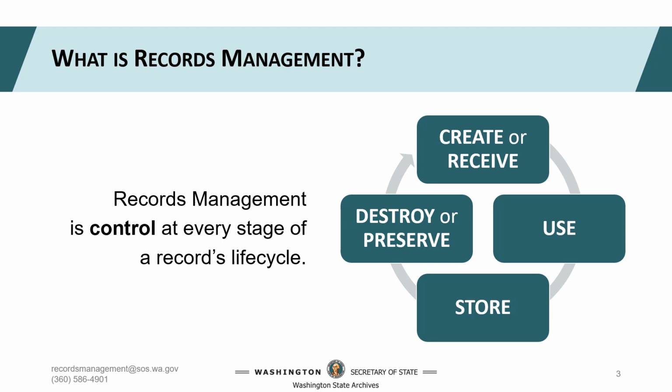The last stage in a record's life cycle is destruction or preservation. The best part of destroying non-archival records and transferring archival records is that you and your agency are no longer responsible for that material. At that point, you can point them to the DAN that gives you the authority to destroy or transfer those records.